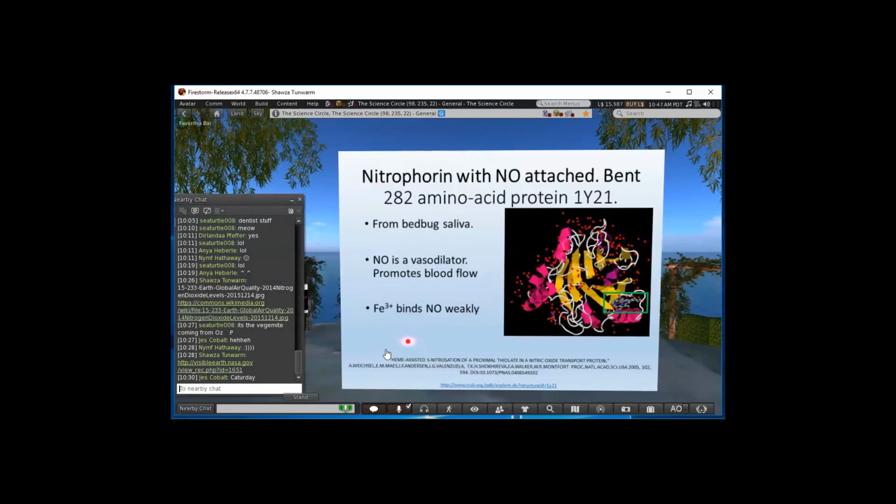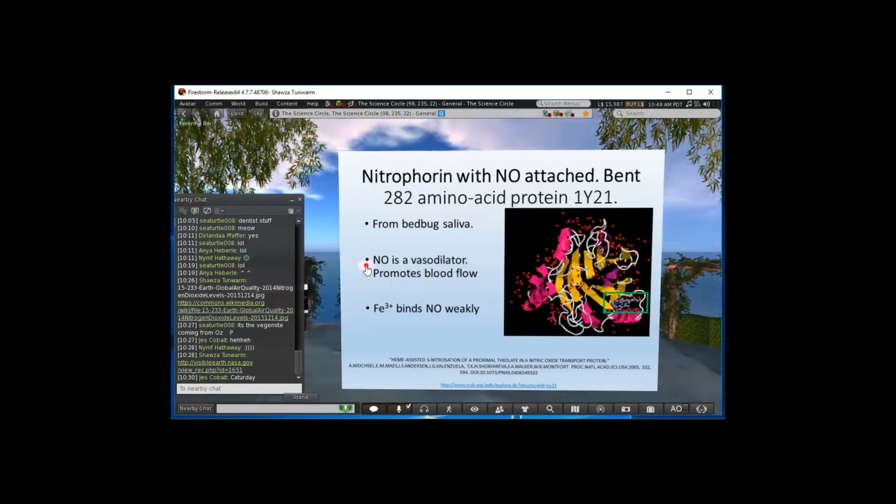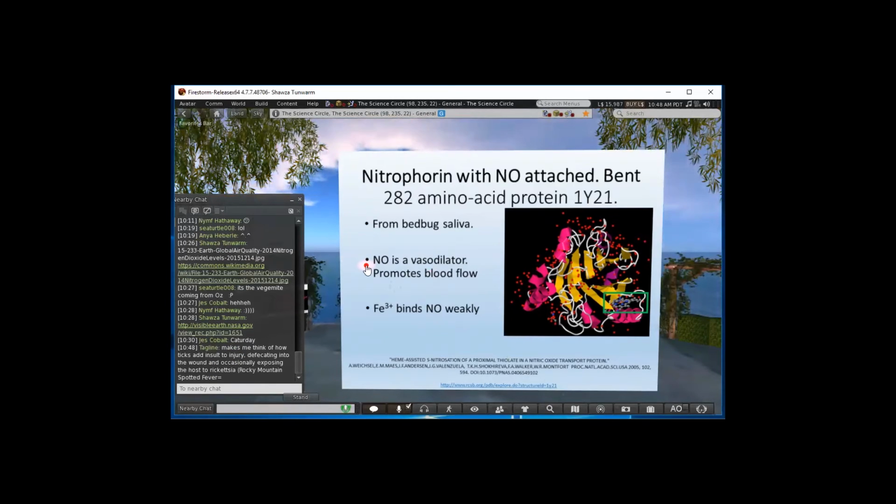So here's a nitrophorin. You can kind of see a heme group there. The idea is that it injects a small protein into you where the heme has NO attached. And the NO comes off. So NO is a vasodilator. What happens is that your capillaries will relax and the blood will flow better. Essentially, when it's injected, the iron turns into iron 3 and the NO can come off.